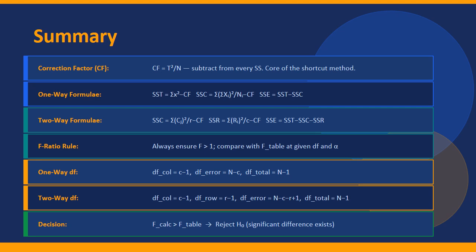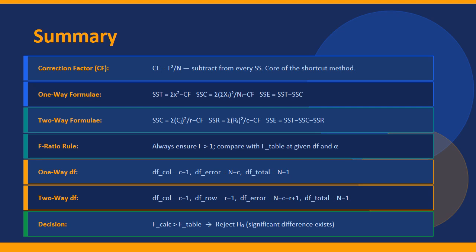So this is going to be the summary for the entire session. Now let us clearly understand the difference between one-way and two-way ANOVA. First, going to the number of factors. In one-way ANOVA, we consider only one factor, for example, only workers or only machines. And in two-way ANOVA, we consider two factors simultaneously, that is, we consider workers as well as machines at the same time.